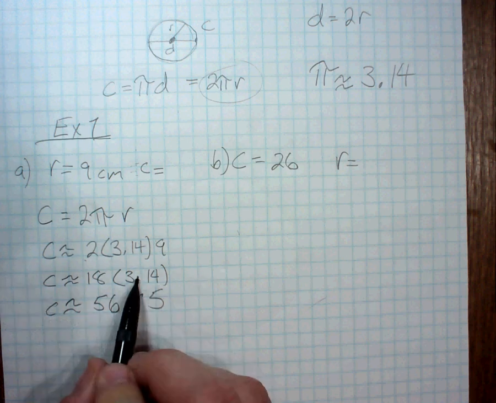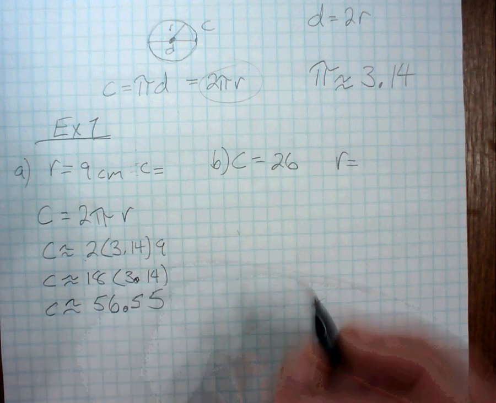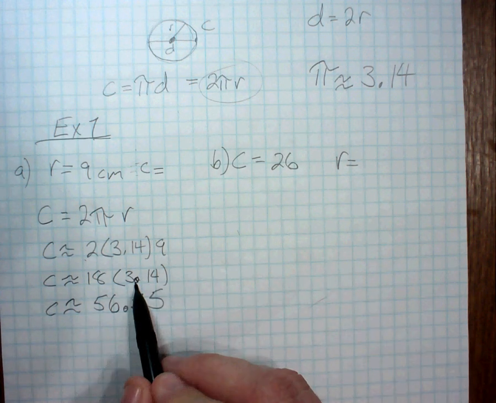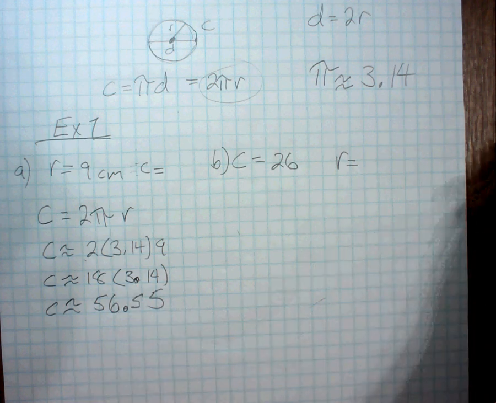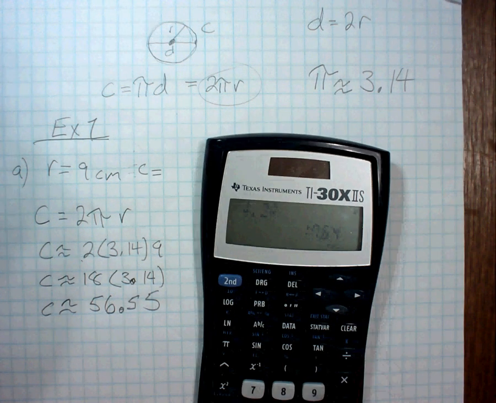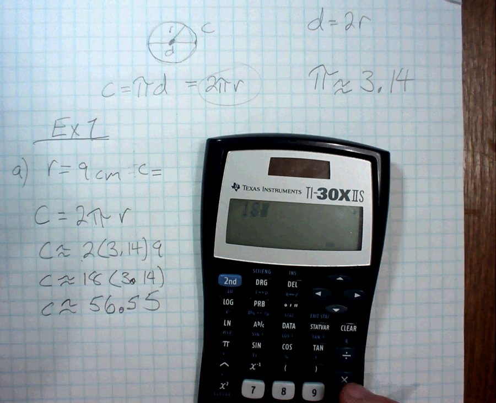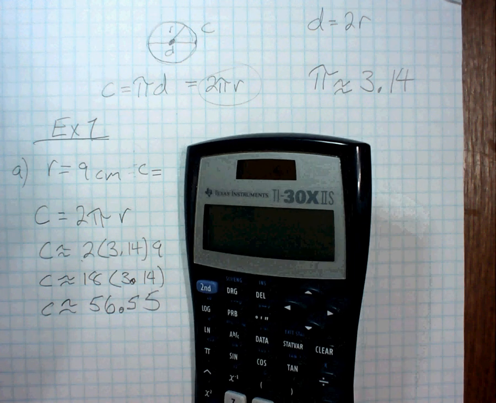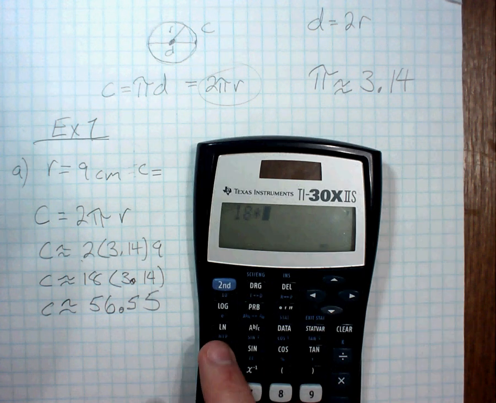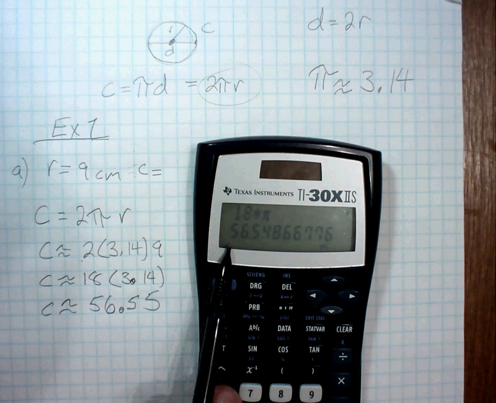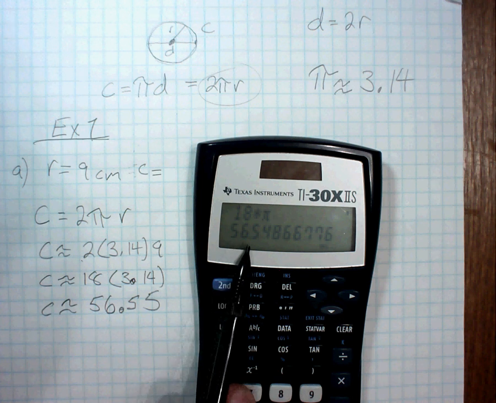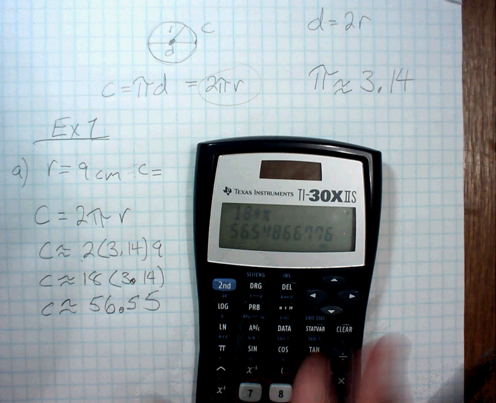Now, let me say this too. A lot of you guys are going to plug in 3.14 because that's what you've been taught since elementary school. But some of you guys will actually use the pi symbol in your calculator. In other words, you might say 18 times, and then there's a pi symbol on the calculator. So on this calculator, it's right here. Now if I do that, I'm going to get 56.548, and then I round it up to 55.